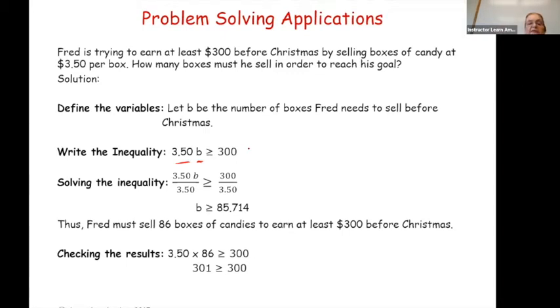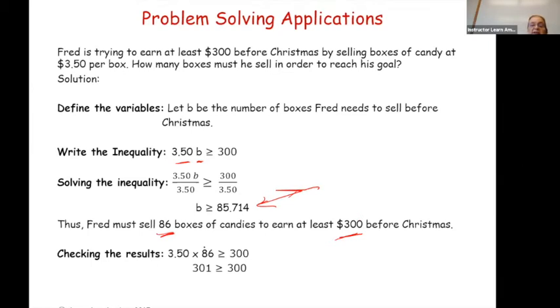Now, dividing both sides of this equation by 3.5, we get that B has to be greater than or equal to 85.714. Now, of course, when you're dealing with boxes of candy, you're not going to deal with fractional boxes. You have to have whole numbers of boxes of candy. If he sold 85, that would not give him enough revenue. So he has to go up to the next whole number. He has to sell at least 86 boxes in order to earn at least the $300 before Christmas.